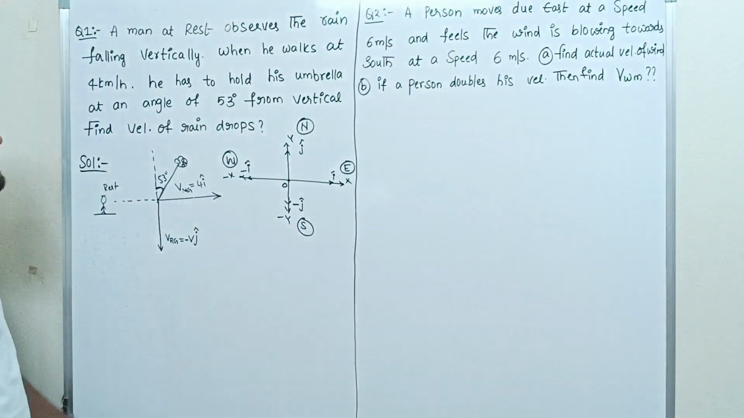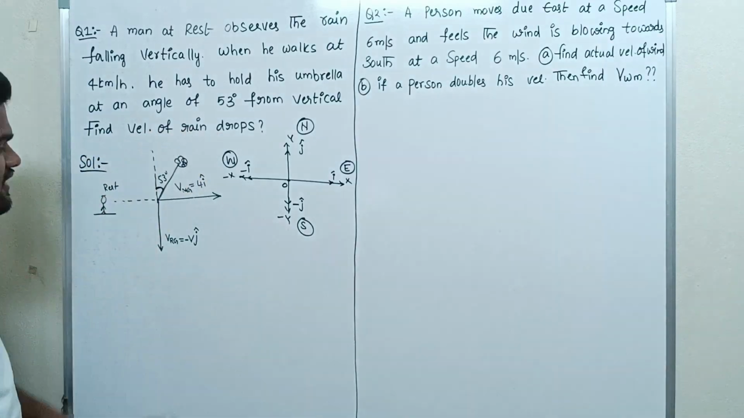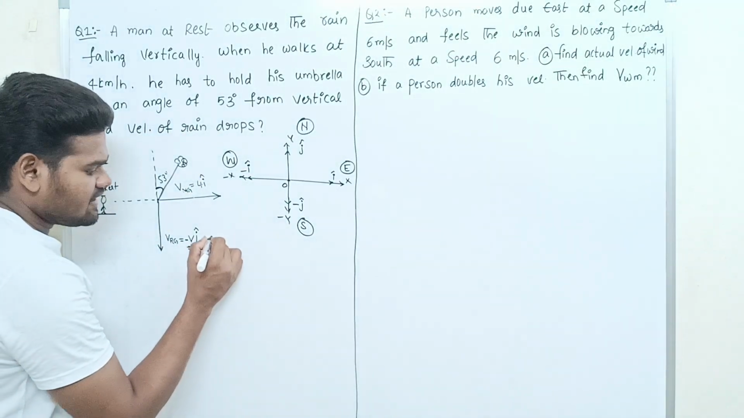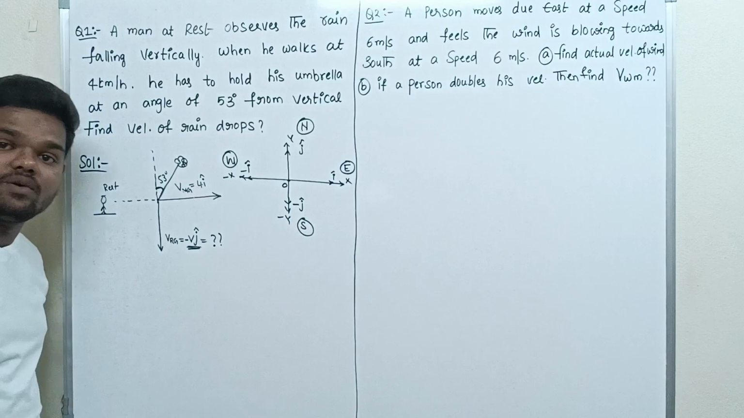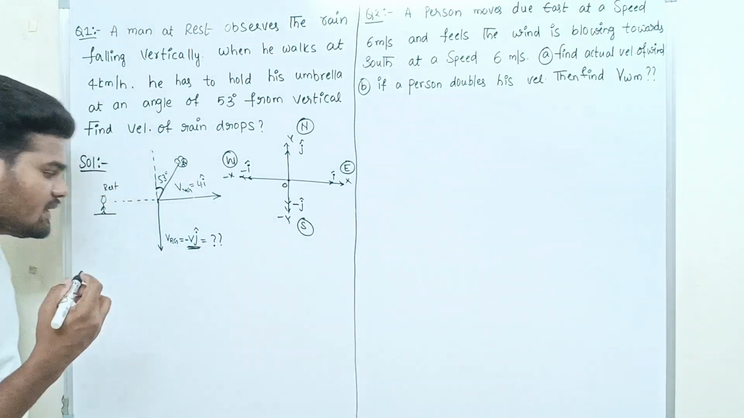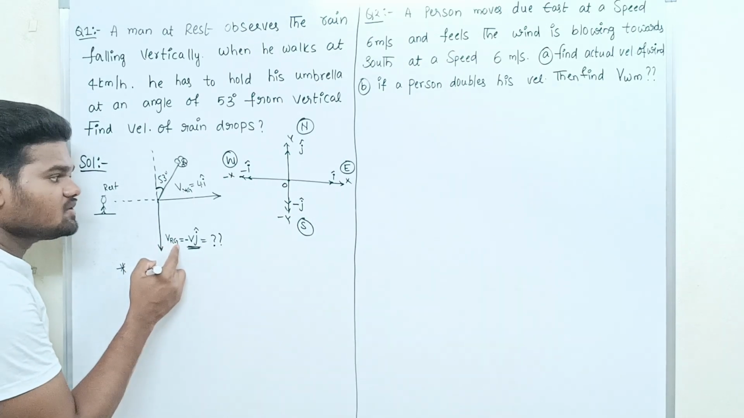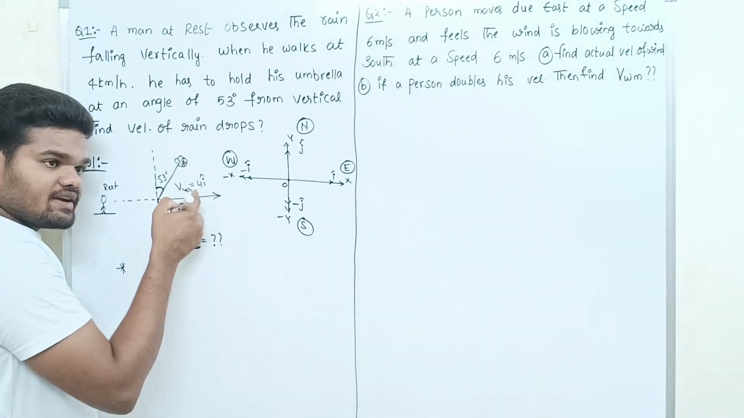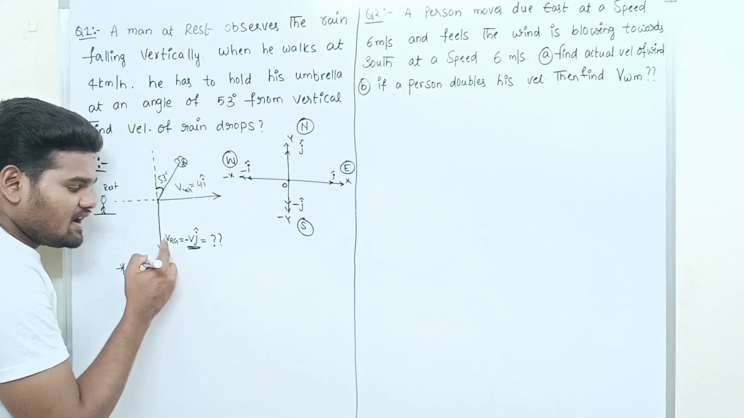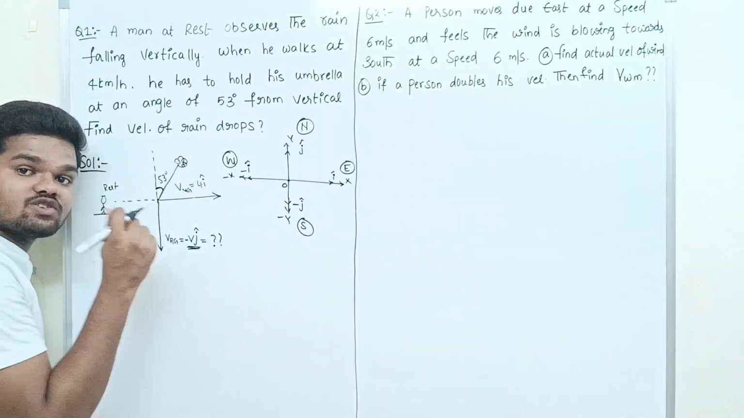Then what do we have to find? Find the velocity of raindrops. So the velocity of raindrops is equal to how much? Are you getting it? Okay, so I am going to find out. Here we have the velocity of rain with respect to ground and the velocity of man with respect to ground. What do we have to find? The velocity of rain with respect to ground is equal to how much?